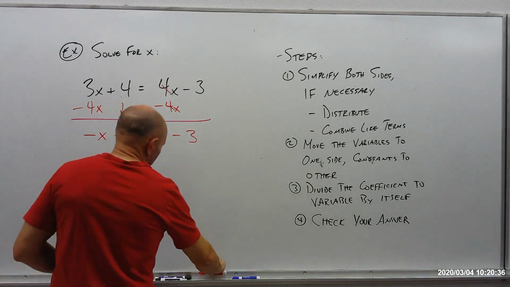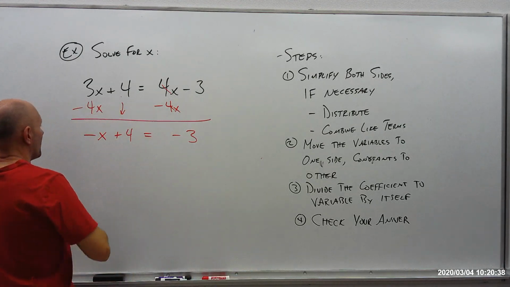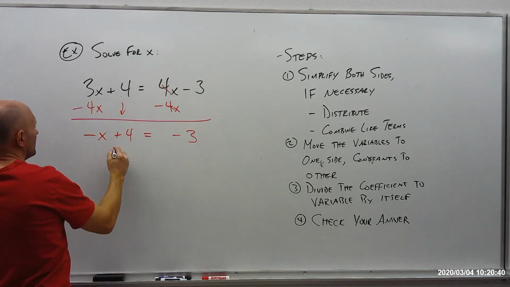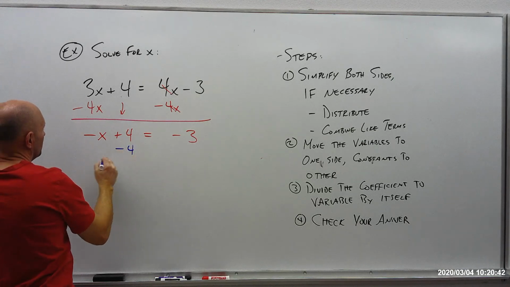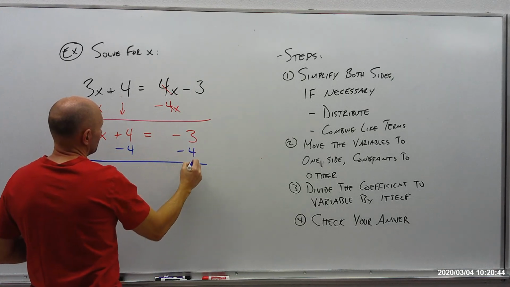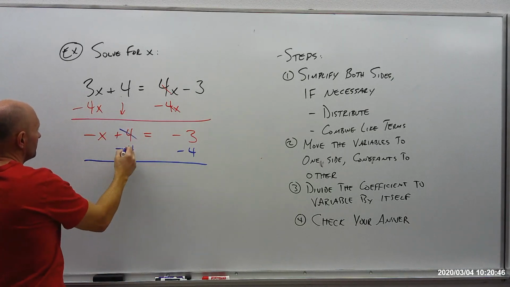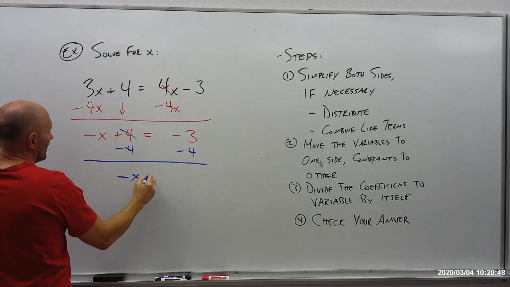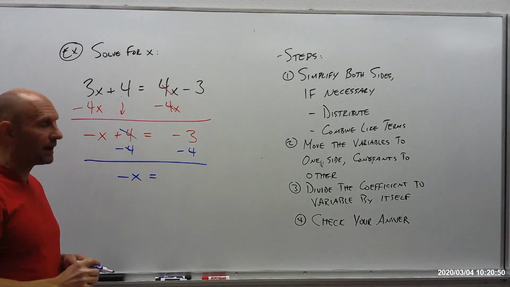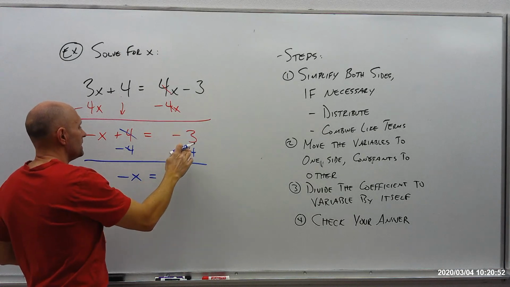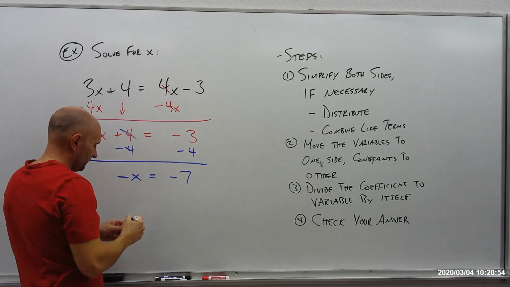Now move the number piece. So I want to move it from the left over to the right. I have to do the opposite, so I have plus 4, meaning I need to minus 4. So these cancel out. I'm left with just negative x on the left side. Negative 3 minus 4 is negative 7.